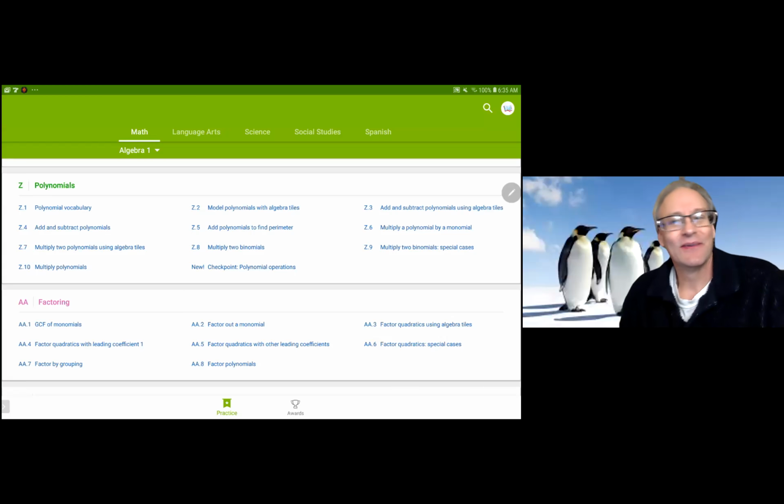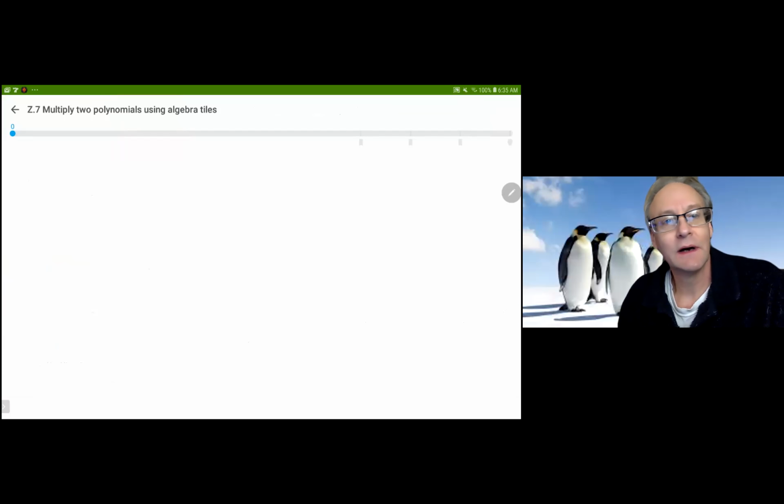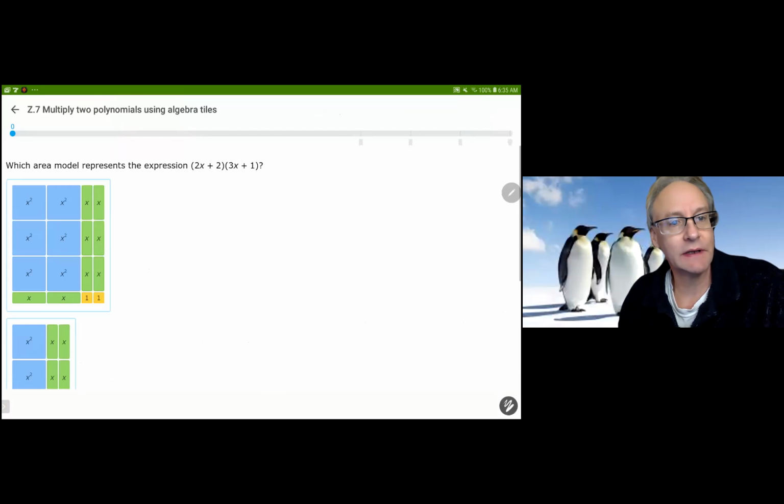Hi, everybody. We're doing the last section in the polynomials, which is Z7, multiplying two polynomials using algebra tiles. Algebra tiles are specifically made for this. This is what they were for. We put them together usually in a rectangle, and we are supposed to represent binomial or polynomial multiplication. So the trick is just to be able to read what you see there.